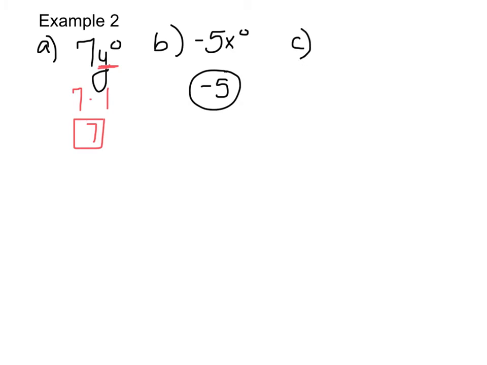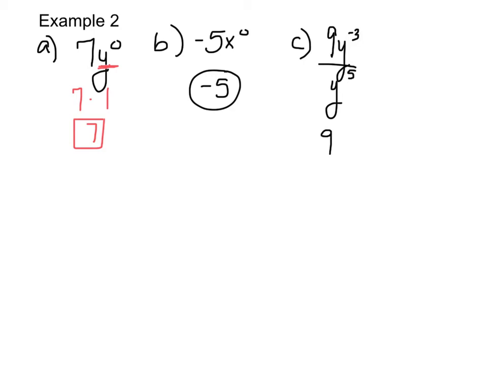C. 9y to the 3rd divided by, let's do, let's make it negative 3rd power over y to the 5th. Now I'm going to show you both ways to do this problem. Way number 1 is this.